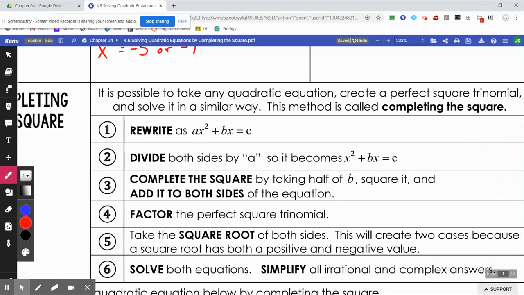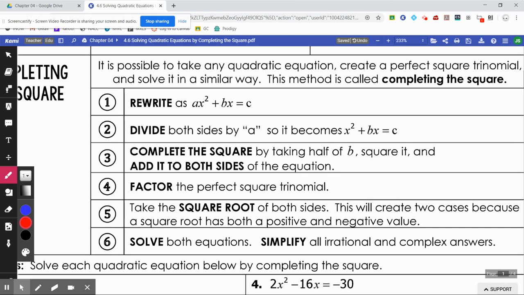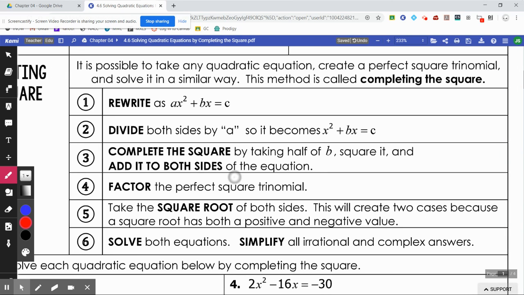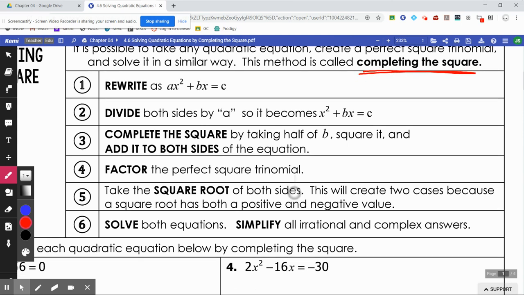Okay, now let's actually go through the process. Now, my process is a little bit different from the way they do it, so I don't think I'm going to go through these steps. I'm just going to start solving these. But it is possible to take any quadratic equation, create a perfect square trinomial like you saw in the warm-ups, and solve it in a similar way. This method is called completing the square.